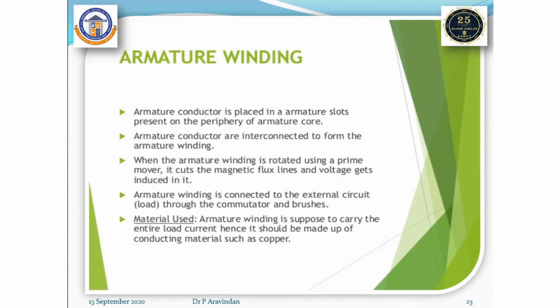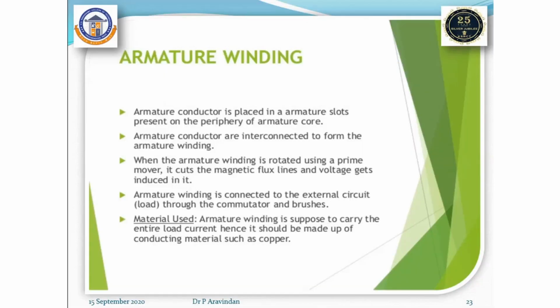So armature winding, the same thing you studied in your DC generator, here also the same. The armature winding has a lap winding or a wave winding, depending upon the current rating and the voltage rating of the machine. When the armature winding is rotated using the prime mover, it cuts the magnetic flux lines, and then voltage gets induced in the conductor. So the armature winding is connected to the external circuit load through the commutator and then brushes.